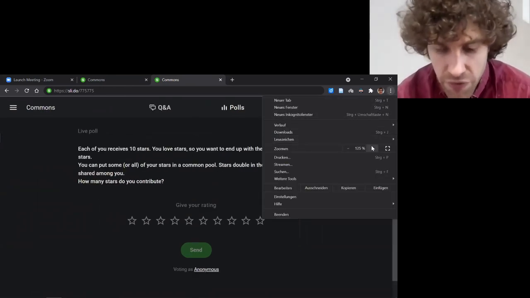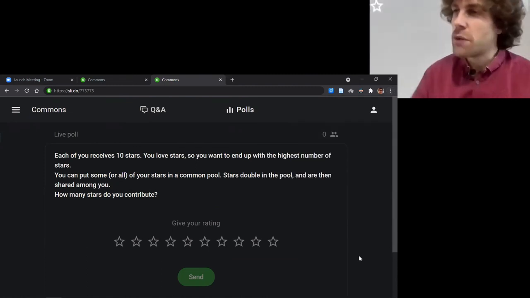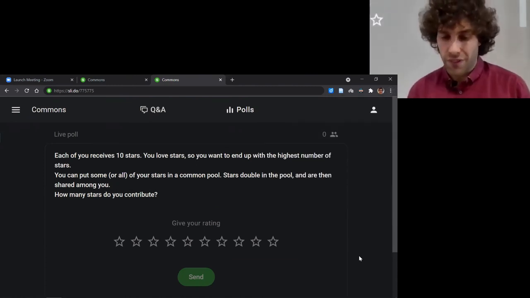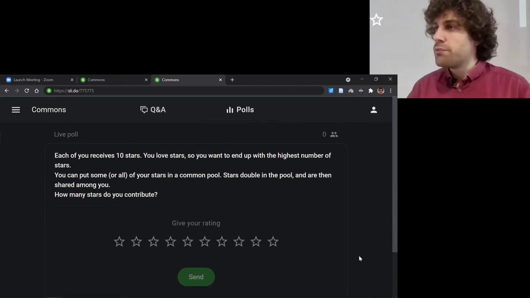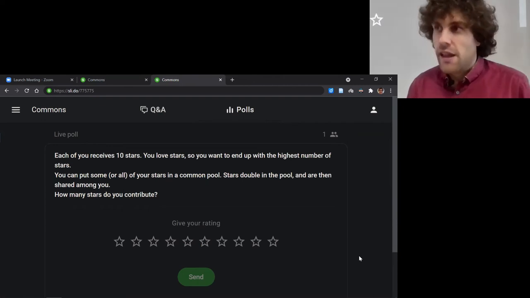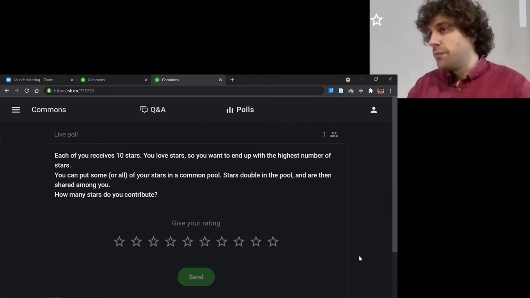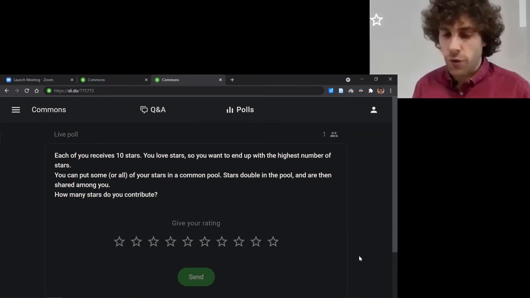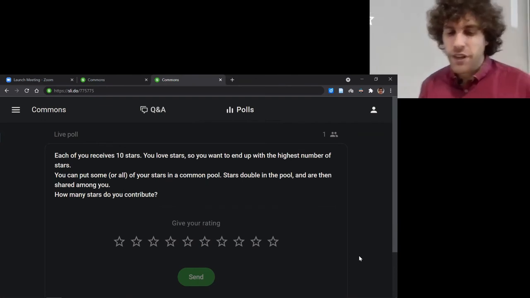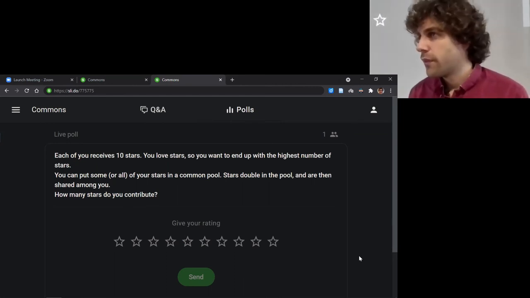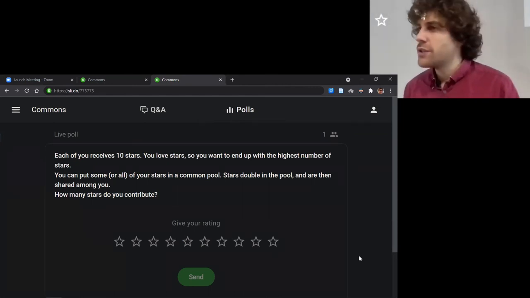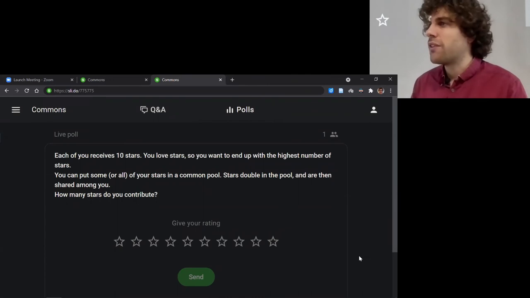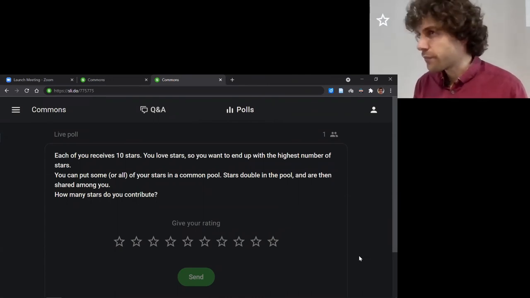Now, you can put some or all of your stars in a common pool, a common pool resource. Stars that are put in the pool reproduce by themselves so that their number doubles. And then, after they have doubled, we share these common stars equally among you. How many stars do you contribute?